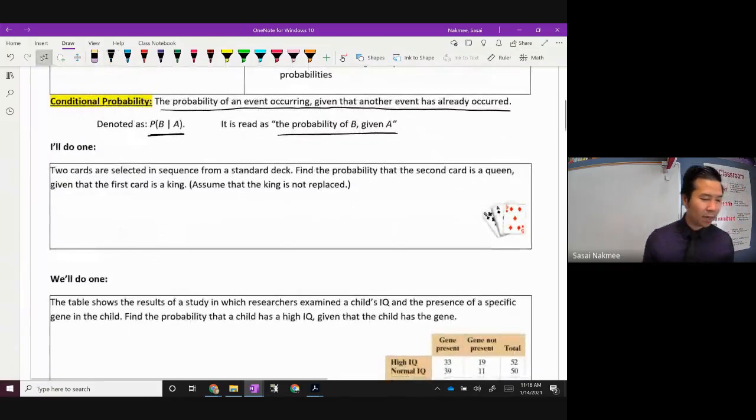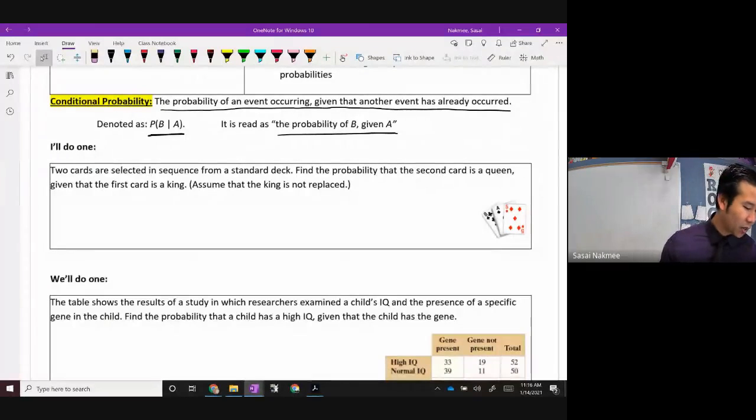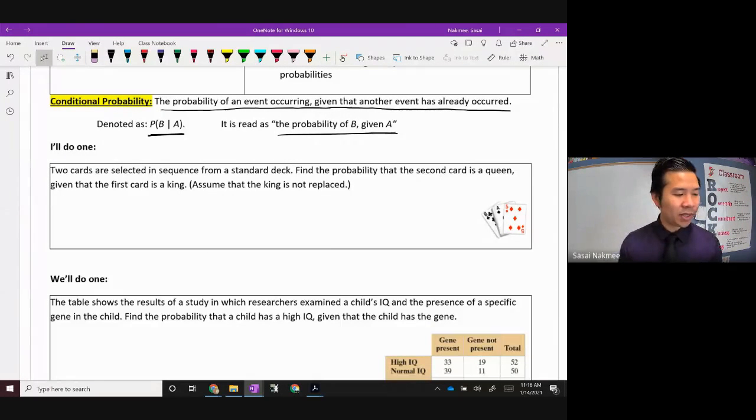So let's take a look at this example right here. Let's say we were drawing two cards in sequence from a standard deck, meaning I draw one card and then I pause and I draw a second card.